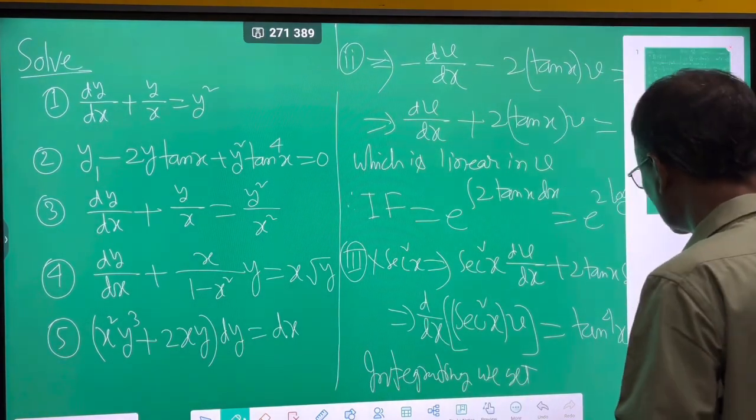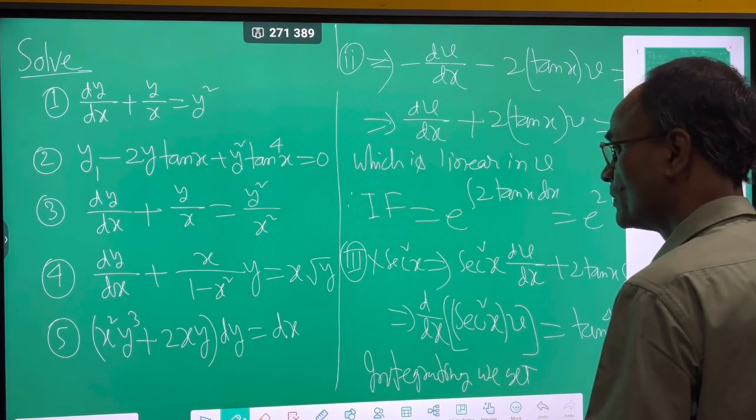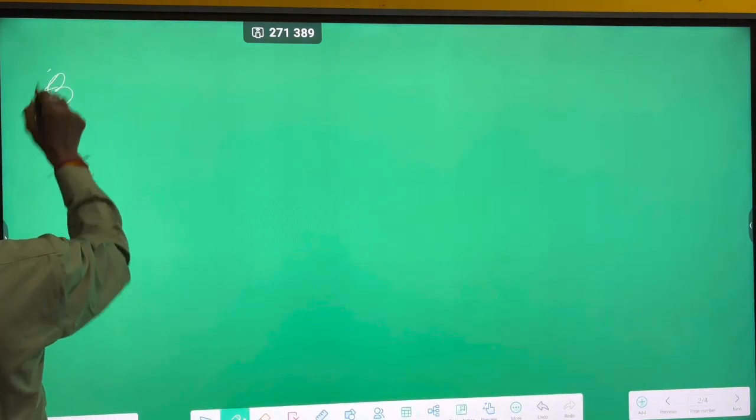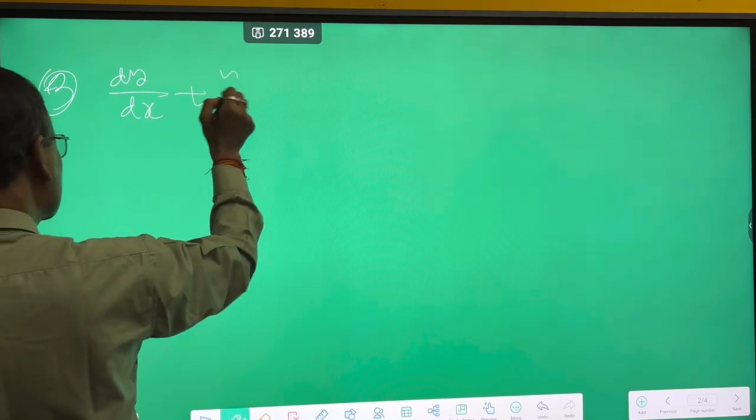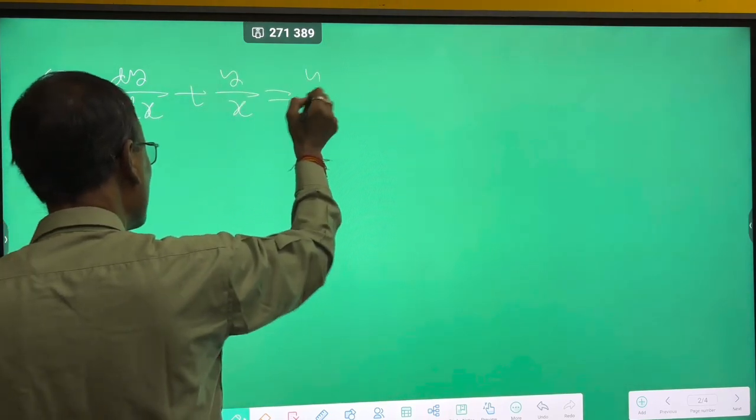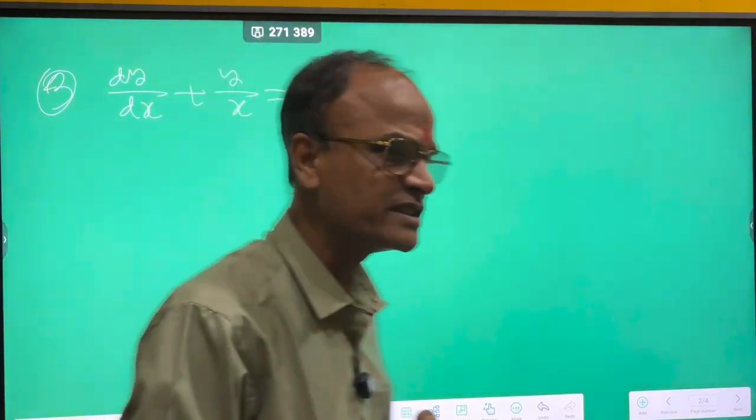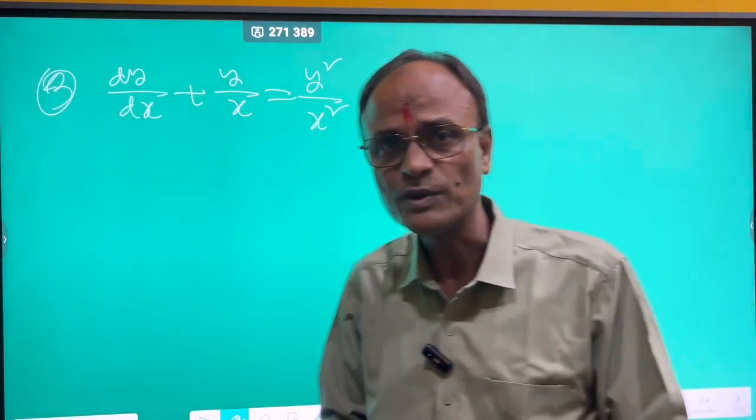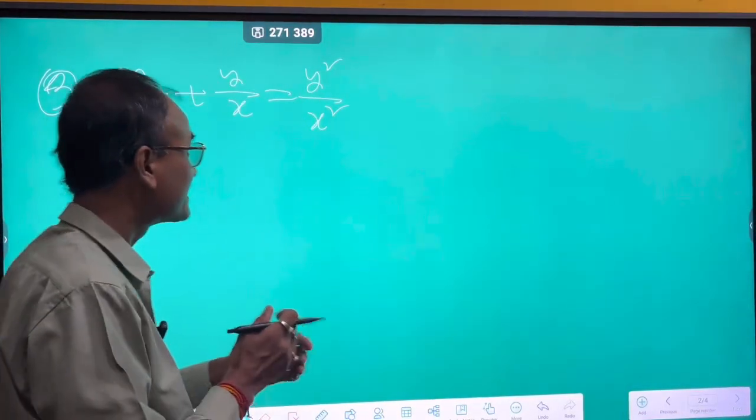Let us try to solve this problem. Number 3. dy by dx plus y by x equal to y square by x square. This is again a Bernoulli's differential equation, which is of the form dy by dx plus py equal to q into y to the power n.